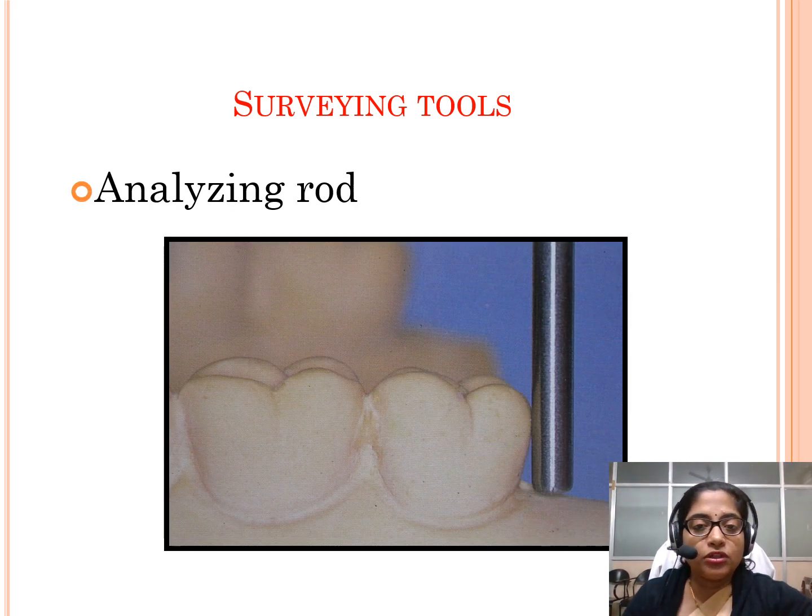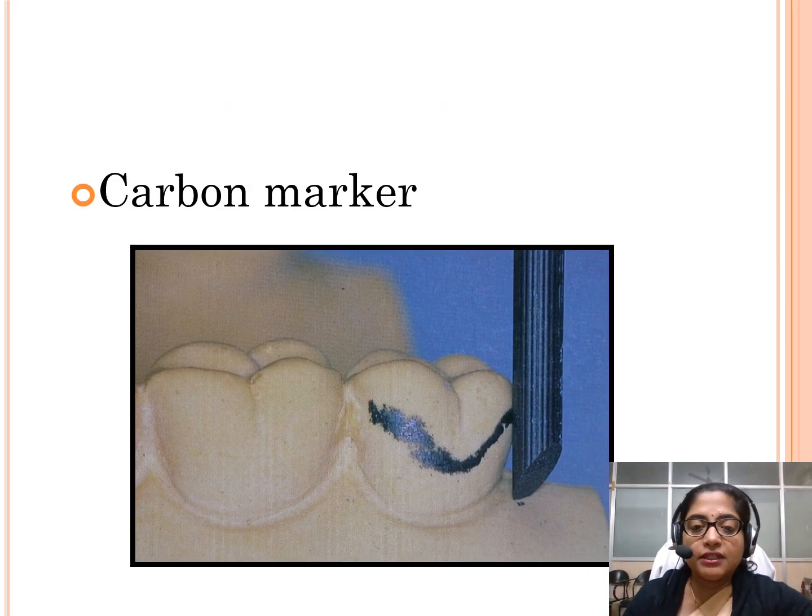Now coming to the surveying tools, the first tool is the analyzing rod. It is a simple parallel rod which determines the relative parallelism of two surfaces. Then comes a carbon marker to mark the survey line. So you can see in the picture that the survey line is getting marked because the body of the surveyor, not the tip, is touching the teeth surface.